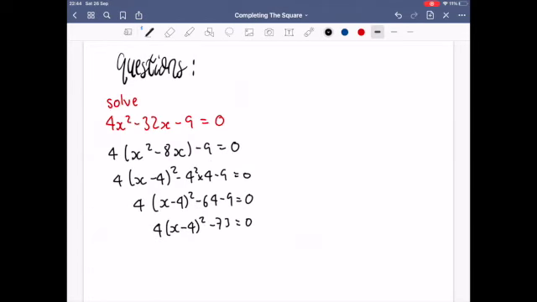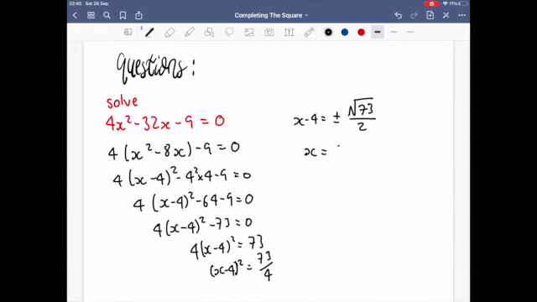So to solve this, we want to get rid of the minus 73, so we add 73 on both sides. Then we want to get rid of the 4, so let's divide by 4 on both sides. Now we want to square root both sides, and this would be the square root of 73 over 4. But because 4 is 2 squared, we can just put the square root of 73 over 2. And then we would add 4 to both sides. So 4 plus or minus the square root of 73 over 2, giving us the two solutions needed to solve it.